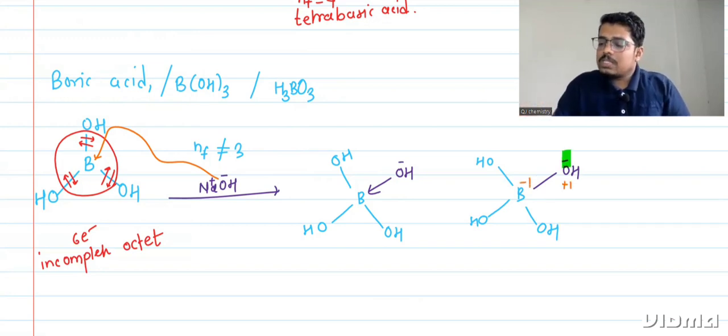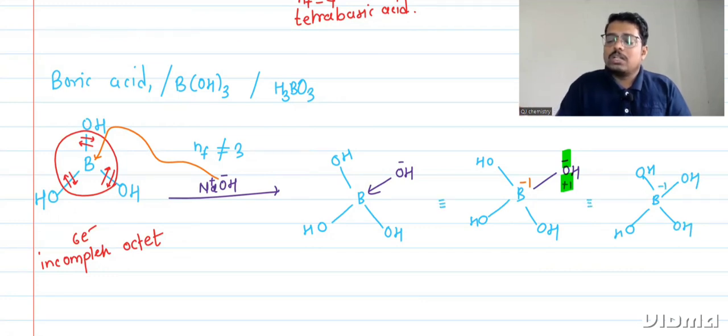Now this plus and minus cancel. So the actual structure is B(OH)4 minus 1. So there is a negative charge on boron. This structure can also be written as B(OH)4 minus 1.